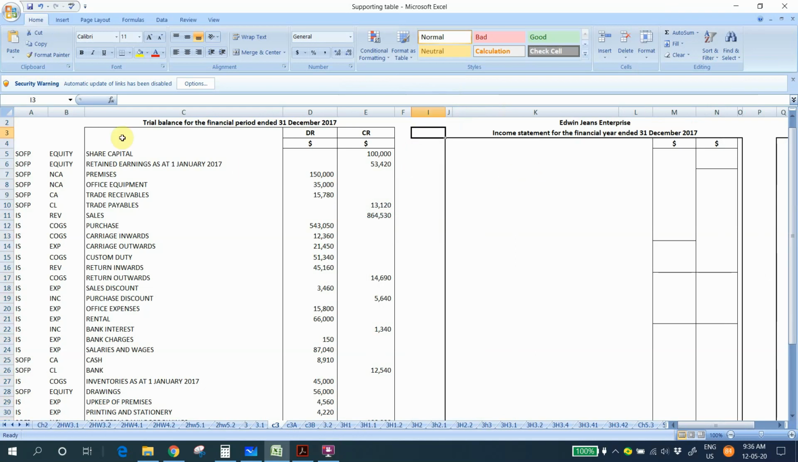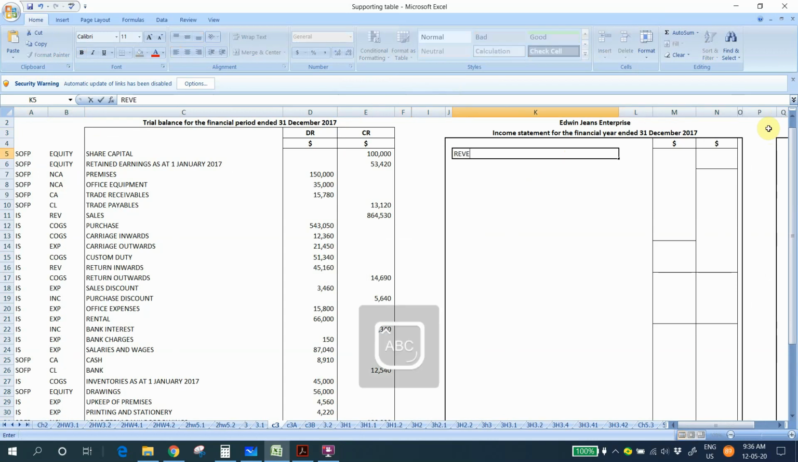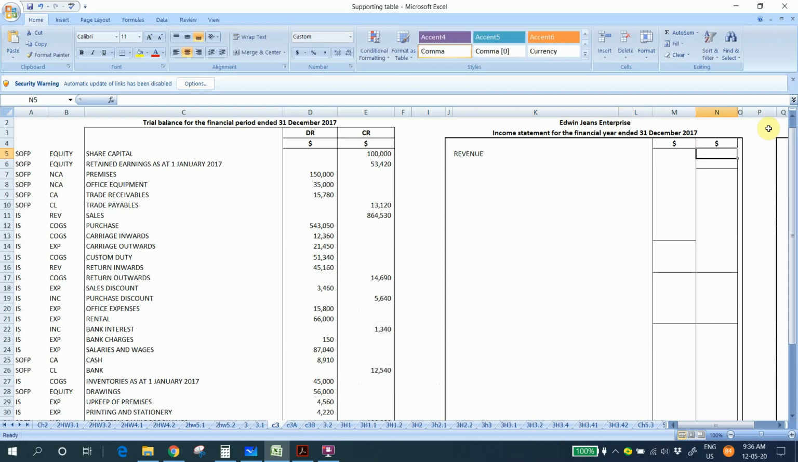So in the early section we have identified the nature of each transaction, and now we have to prepare the income statement and statement of financial position for the company. So we start from the income statement. The first item in your income statement is revenue. So revenue of the company is 864,530.